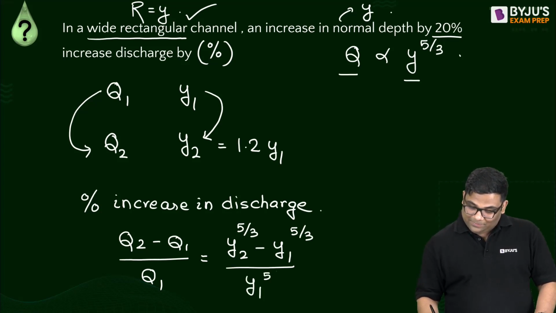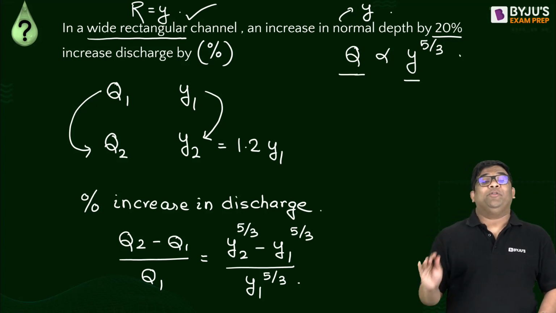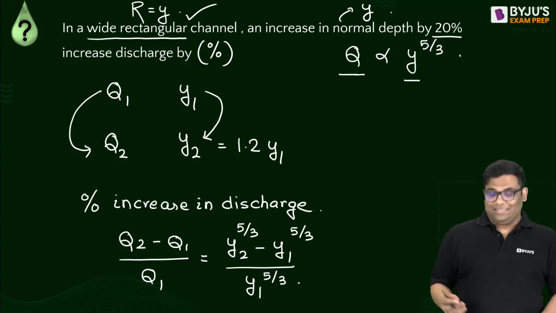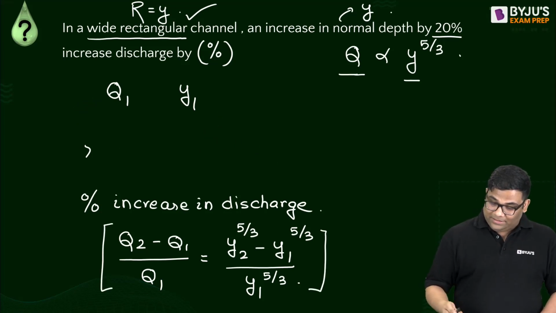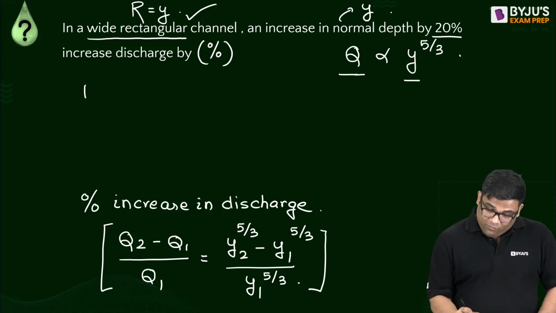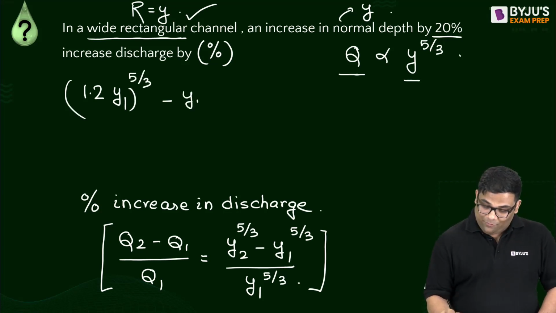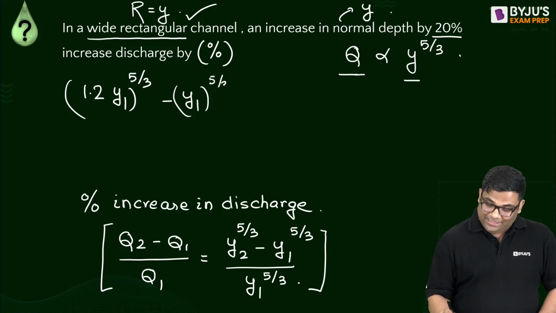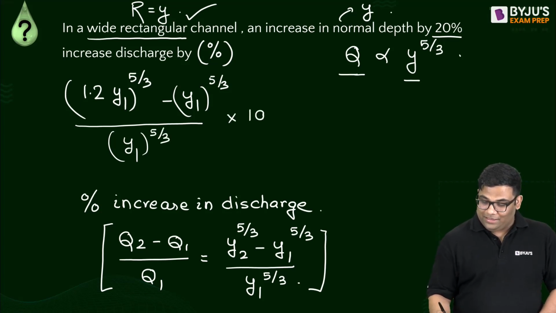5 by 3. Why? Because you can see that Q varies with y to the power 5 by 3. Yes, so I can write down this equation, very important equation. So now what happens, I'll solve this. Now y2 I can write down what? 1.2 times y1 to the power 5 by 3, and then minus y1 to the power 5 by 3, and then divided by y1 to the power 5 by 3 and then into 100.